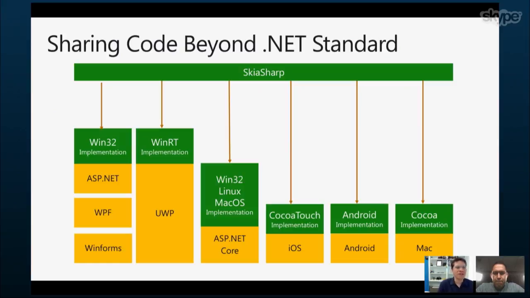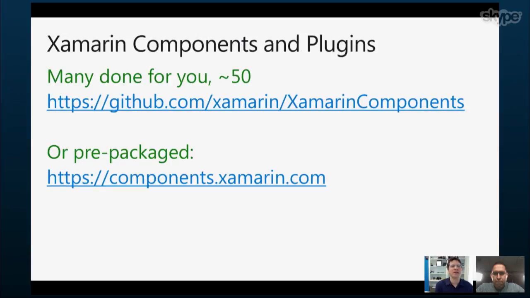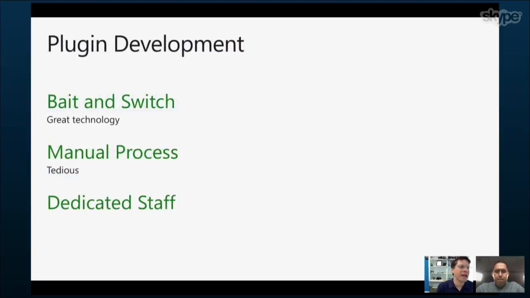Now, for most of you, for the general purpose libraries, what Xamarin has done over the years is we've built components and plugins that do this for you. And we have about 50 of those. And the challenge is that this requires really a dedicated staff, right? This is called the bait and switch approach, where you take one API and you use different native capabilities everywhere. It's a great technology, it's a great idea, but it's a tedious process. And in Xamarin's case, we have a dedicated staff that does that. In fact, we have a guy that all he does is build bait and switch libraries. We call him Mr. Bait and Switch. And this is very cumbersome.